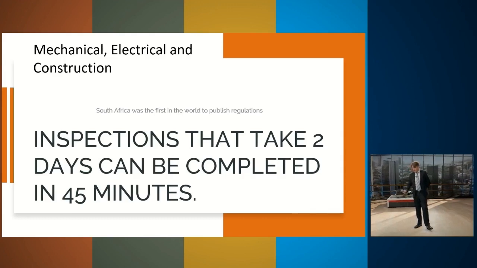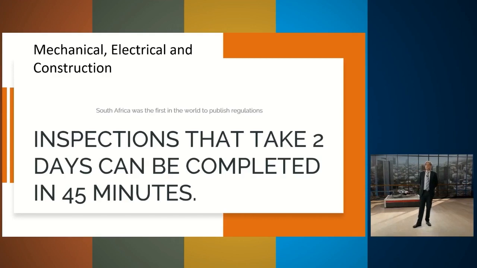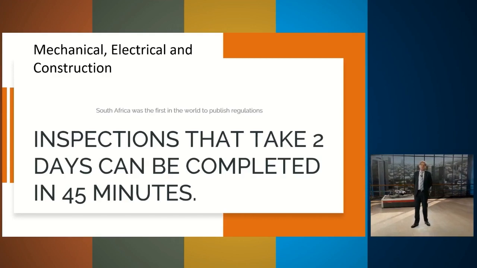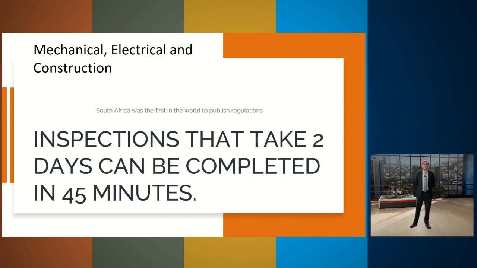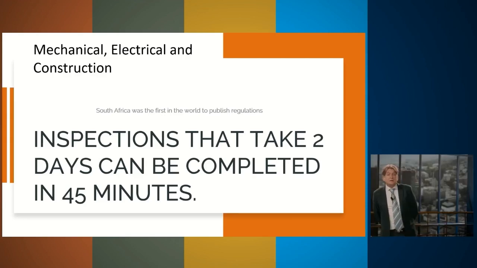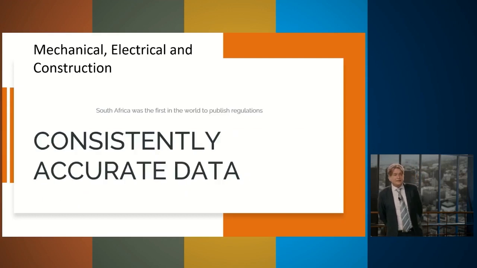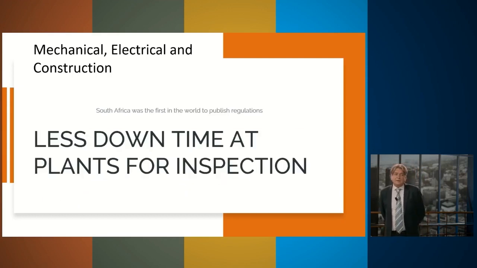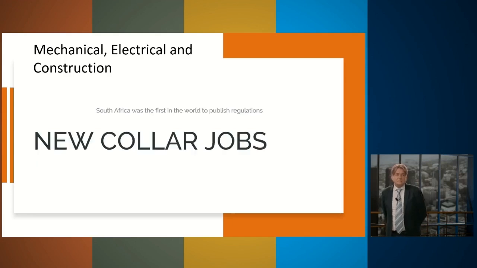Well, very basically, if you want to inspect a building, a tower, or a plant, you need to shut the plant down. That can take up to 2 to 3 days, whereas with the right technology, with the drone, you can get that job done in 45 minutes, and then you can get to the serious business of analyzing the data and not collecting the data. You get consistent and accurate data. The downtimes of plants is down, and we call these new-collar jobs.